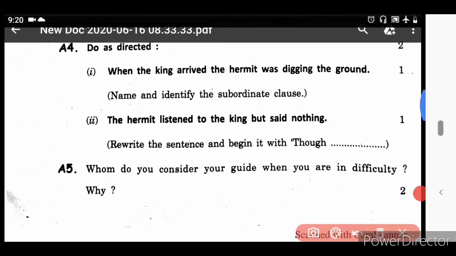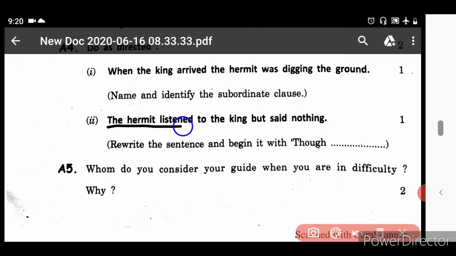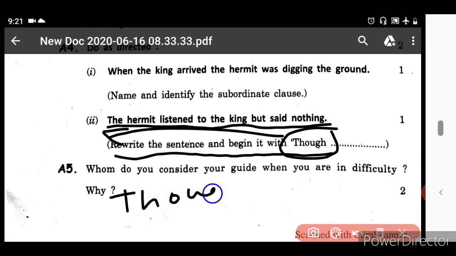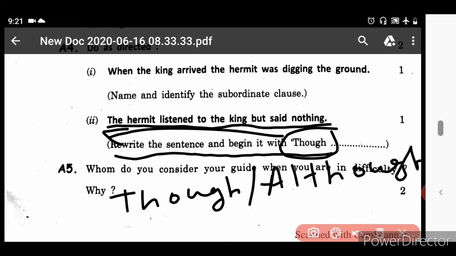Next question: the hermit listened to the king but said nothing. Rewrite the sentence and begin with though. For that you have to learn the topics though and although. Grammar will give you 10 marks. If you study grammar, you will not lose the 2 marks.